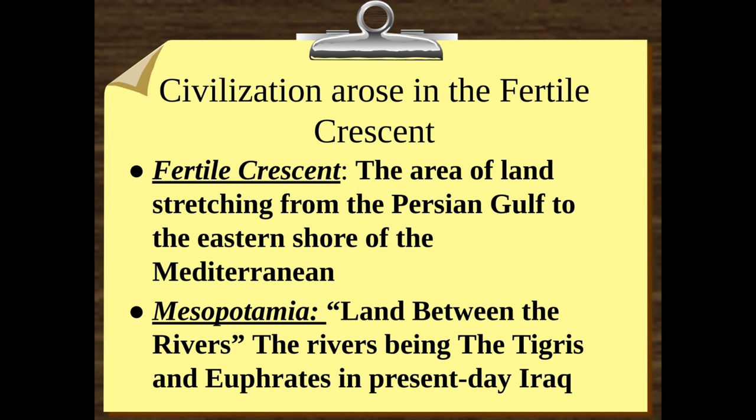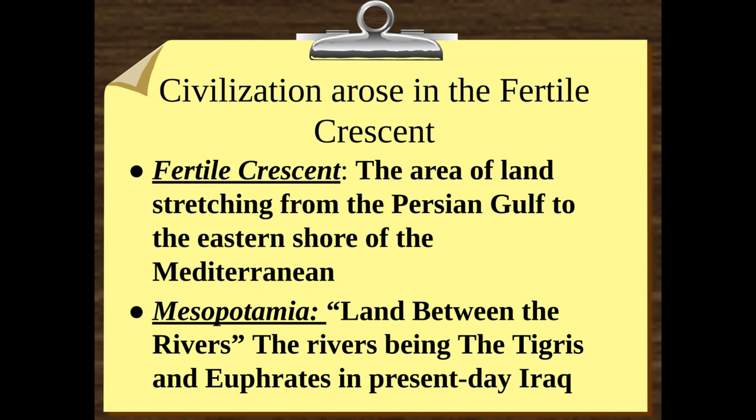The term fertile implies that this is one of the first places where we see systematic agriculture, farming start to develop. Crescent is just from the half shape that the land encompasses. Within the Fertile Crescent, you have the region that was historically known as Mesopotamia.